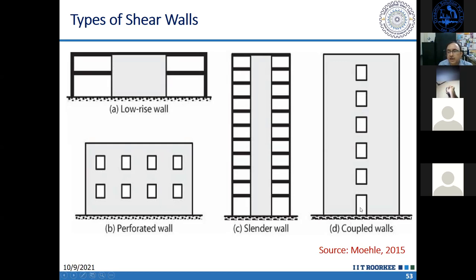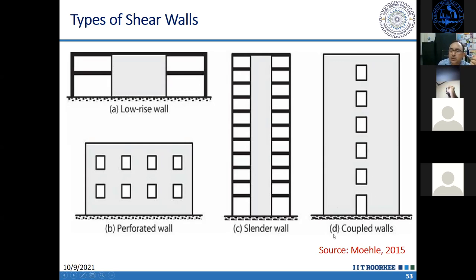This is one way. Another way of arranging the openings is this, where the openings are arranged vertically along the center of the shear wall. Now here, what happens? This shear wall gets divided into two walls. One wall is on the left of the opening, another wall is on the right of the opening, and in between it is connected by deep beams, what we call coupling beams or spandrel beams. So it acts like two walls coupled together through these coupling beams.